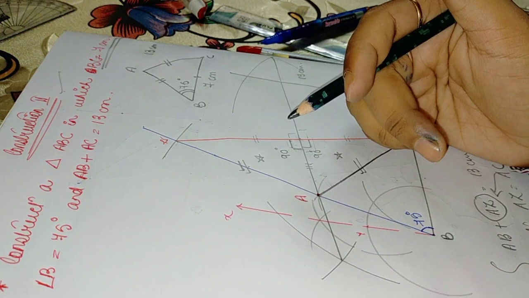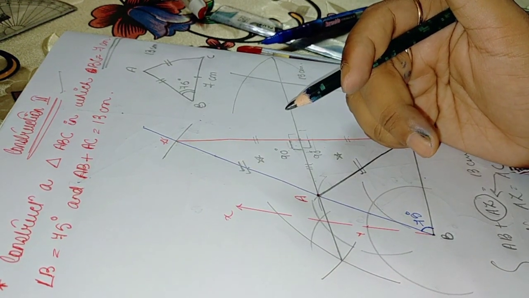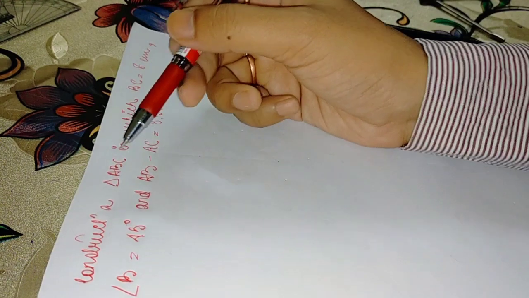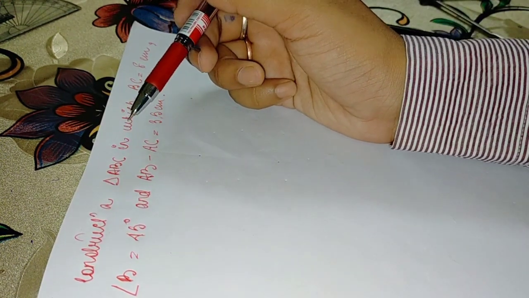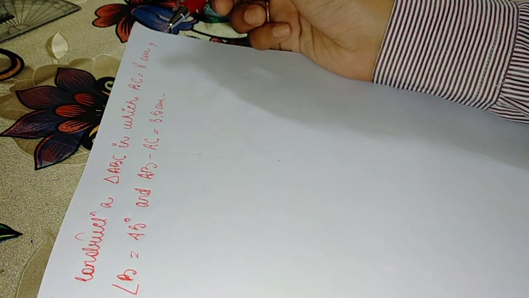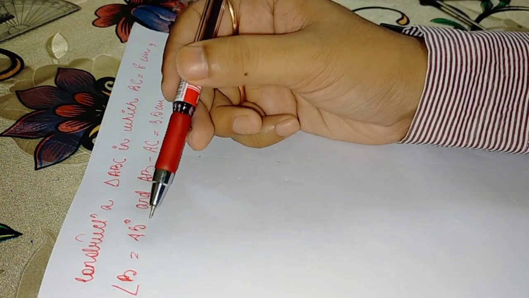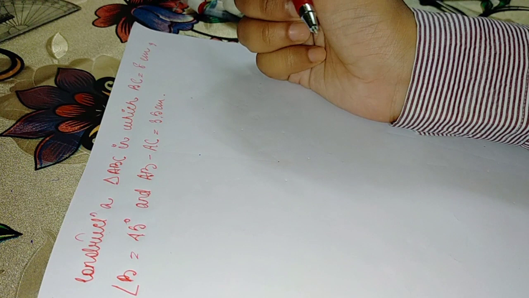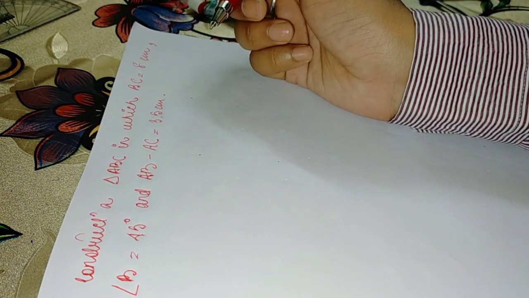Let me move on to the next particular question. Now we come to the next question. So let me read the question once for you. Construct a triangle ABC in which BC is equal to 8 centimeter, angle B is equal to 45 degree, and AB minus AC is equal to 3.5 centimeter.